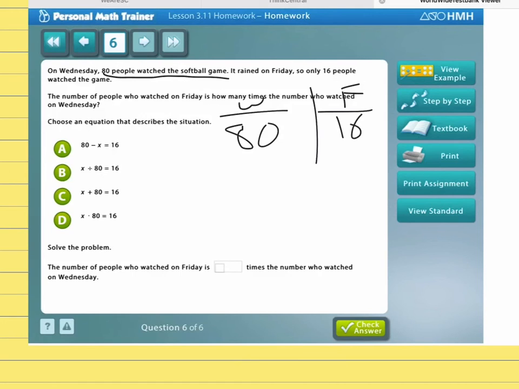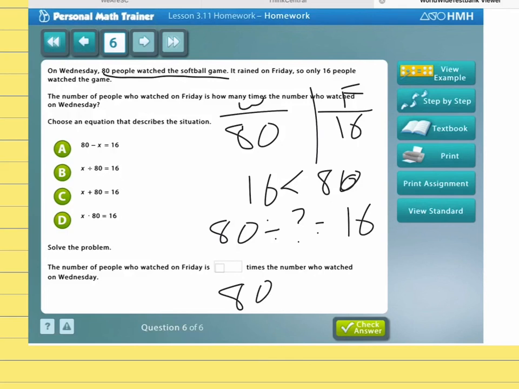The number of people who watched on Friday is how many times? Well, 16 is way less than 80. So how many times less is it? We could say that 80 divided by some number, we don't know what it is, is equal to 16. Or you could say 80 times some number, because that's what it says, times, is equal to 16.